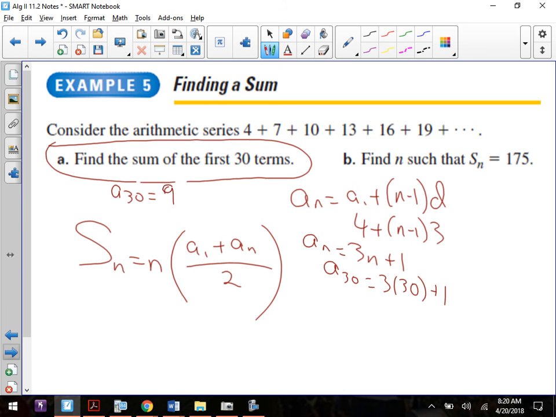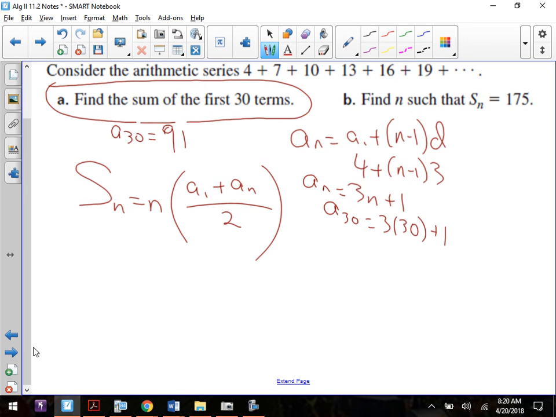Sorry, that's 91. So the sum of 30 of them is going to be 30 times the quantity 4 plus 91, all over 2. You okay with that? So 4 plus 91 is 95. 95 times 15 is? It ends in a 5. 1425?